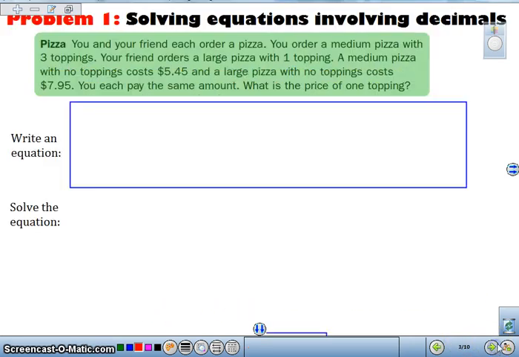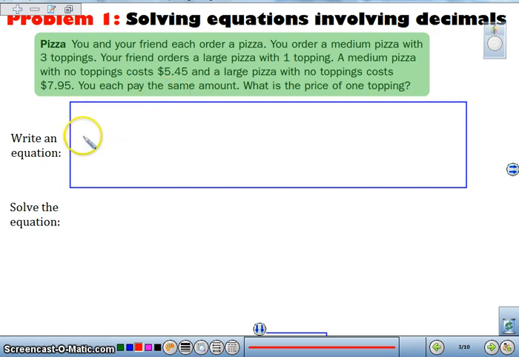with fractions. So here we're given the situation where you and your friends each order a pizza. You order a medium pizza with 3 toppings. Your friend orders a large with 1 topping. A medium pizza with no toppings is $5.45. A large pizza with no toppings costs $7.95. You each pay the same amount. What is the price per 1 topping?